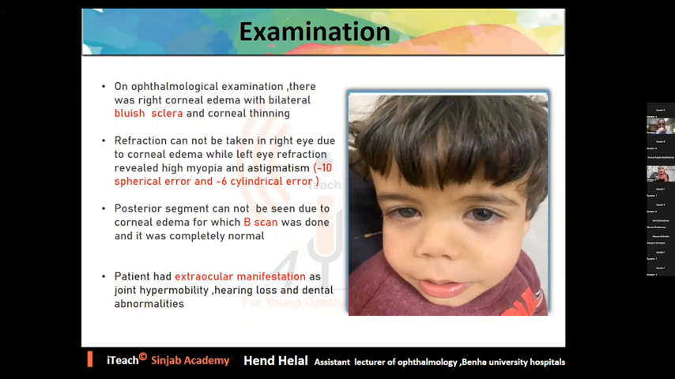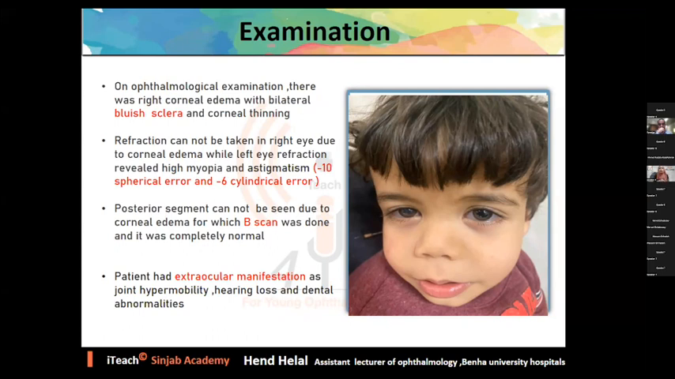This case is highly suspicious for brittle cornea syndrome. Why? What are the red flags here that made me suspect brittle cornea syndrome? The first is a sudden corneal insult with minor trauma. The second is parental consanguinity, with suspicion of genetic disease. The third is the presence of bilateral bluish sclera and corneal thinning. And finally, the presence of high myopia and astigmatism.